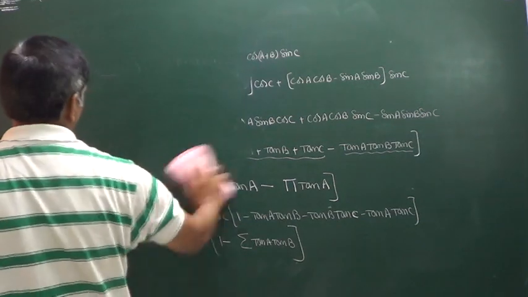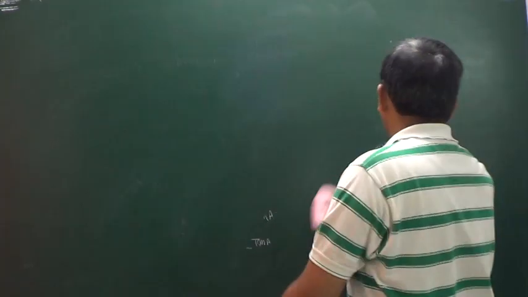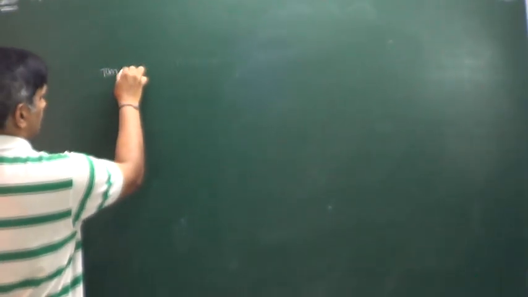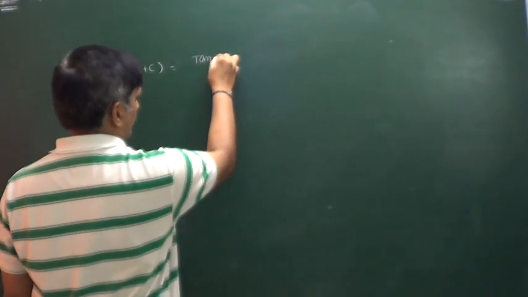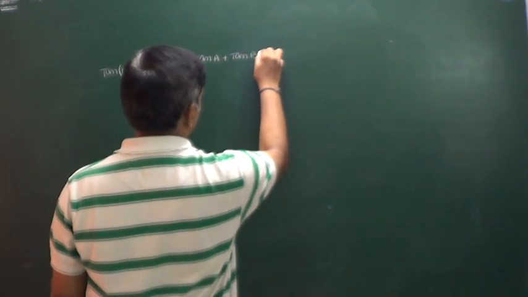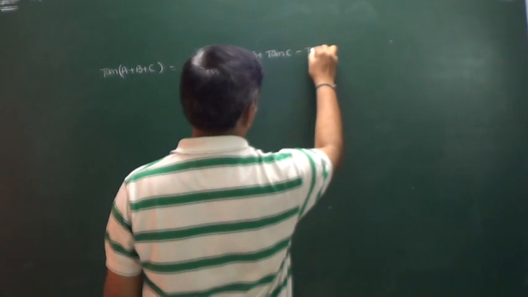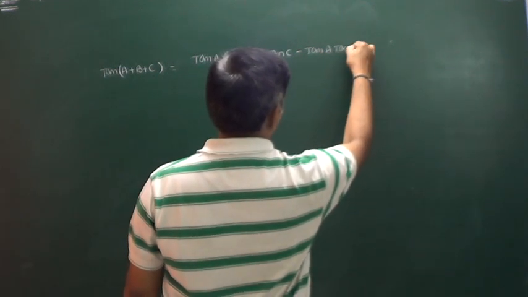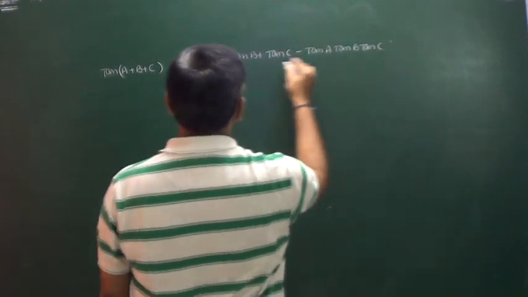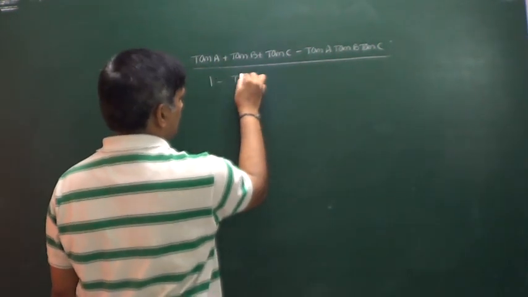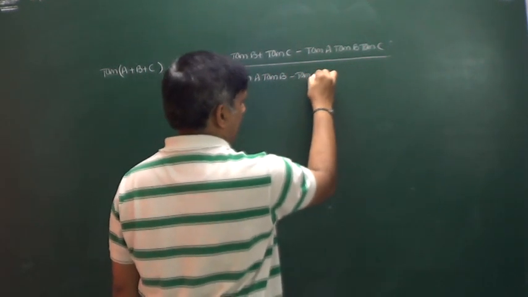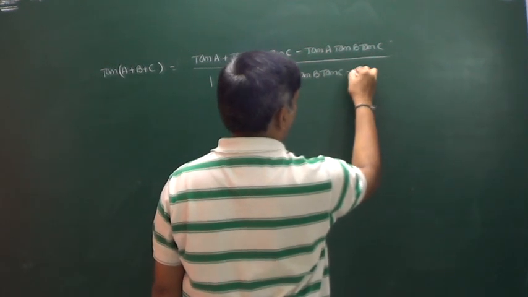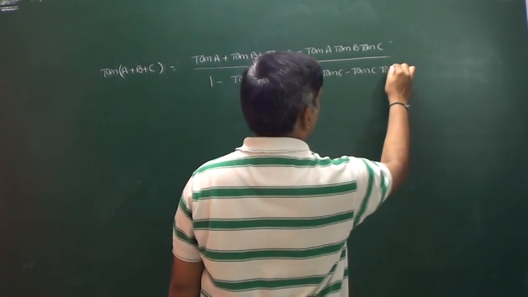Next, in a similar way, I am going to discuss the formula for tan of A+B+C. Tan of (A+B+C) we can write simply as tan A plus tan B plus tan C minus tan A into tan B into tan C, divided by 1 minus tan A tan B minus tan B tan C minus tan C tan A.